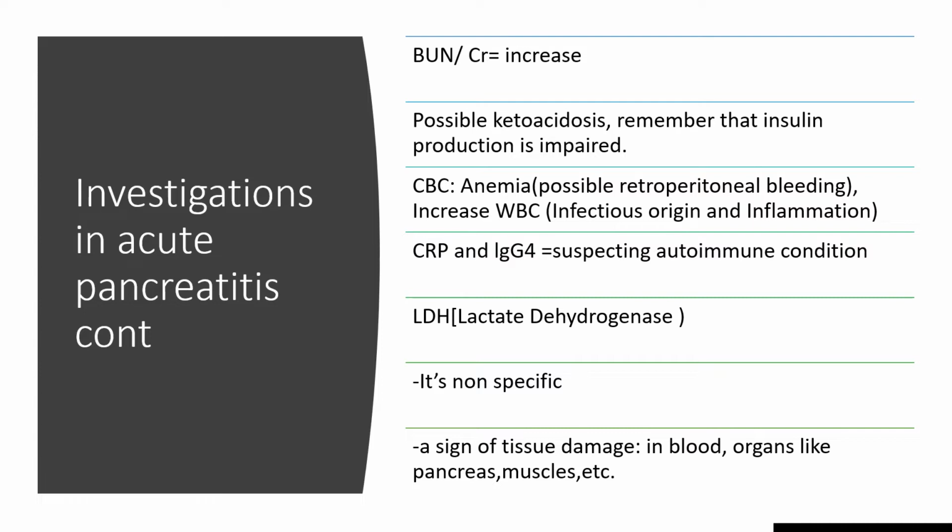When we do complete blood count, we may find anemia because of possible retroperitoneal bleeding. The increase in white blood cells that we may find is likely going to be as a result of inflammation or infectious origin. The other time I've talked about Legionella, fungi, mumps, and so on and so forth. And when we assay C-reactive protein and IgG4, that is expected if we are suspecting an autoimmune condition.